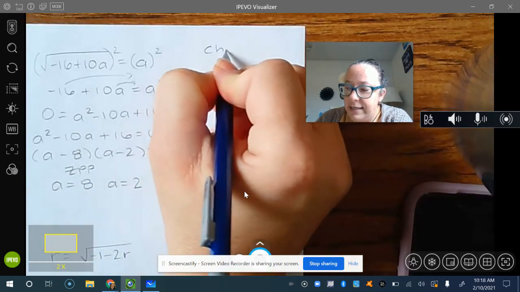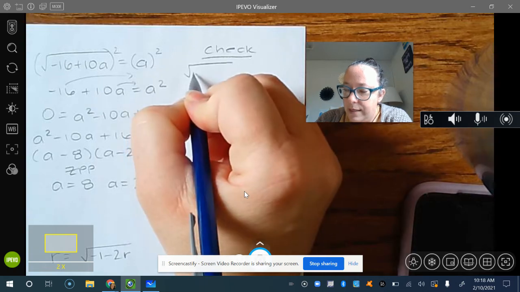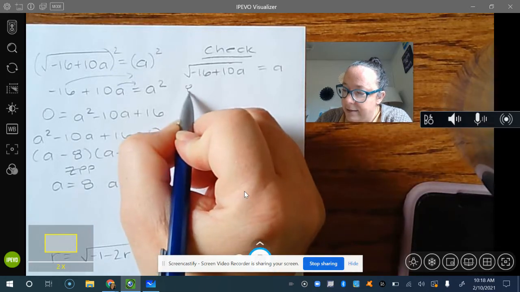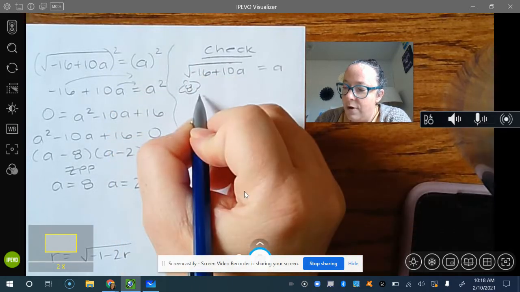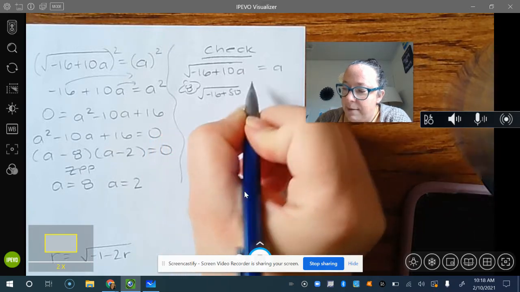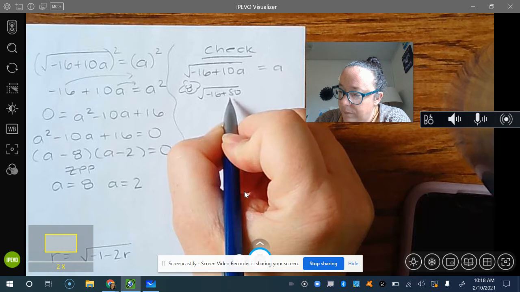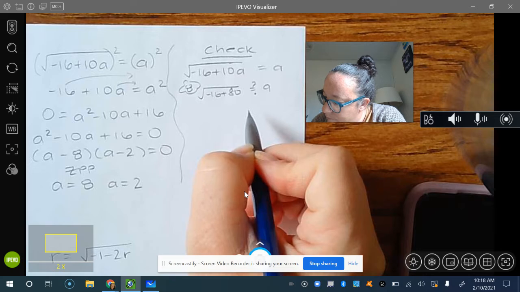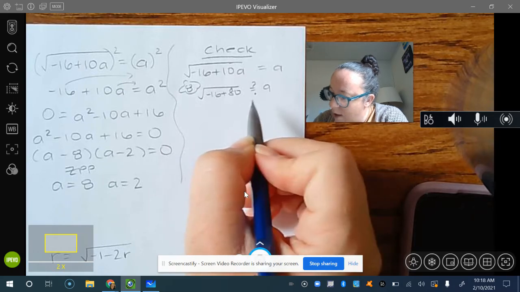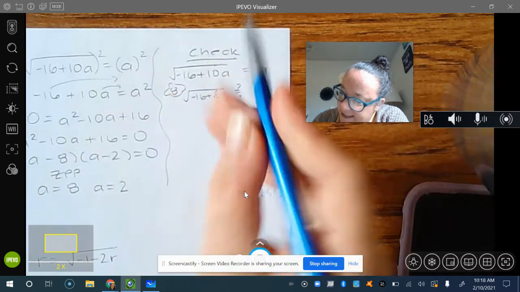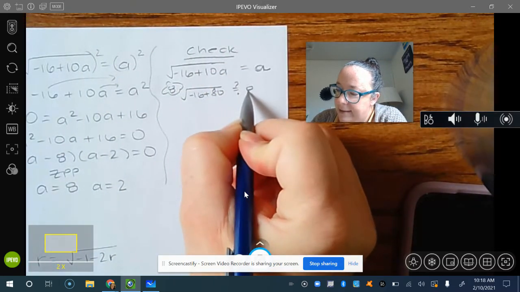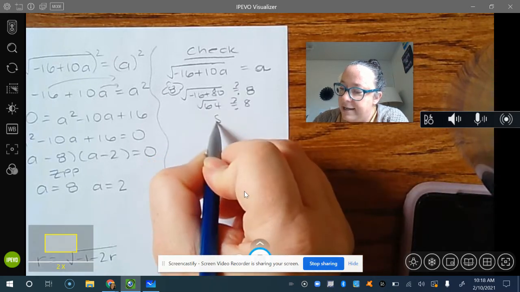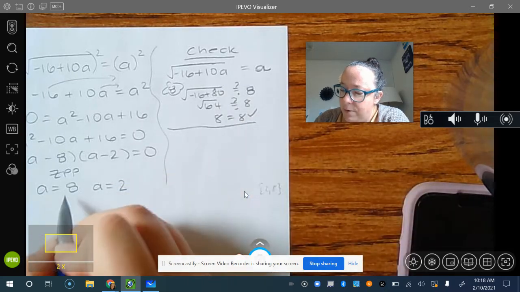Now, we need to check for extraneous solutions in the original. So the original was this. I'm going to check the 8. So I have the square root of negative 16 plus 80, because I'm putting the 8 times the 10. 80. Does that equal 9? Oh, that's an a. I thought that was a 9. This is an a right here. Does that equal 8? And so that would be the square root of 64. Does that equal 8? And sure enough, guys, it does. 8 equals 8. So this one works.